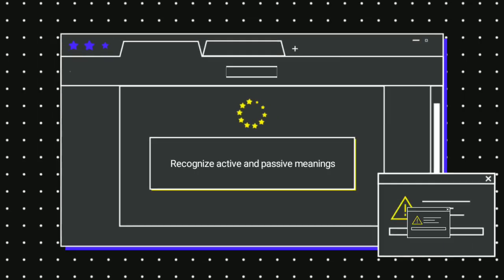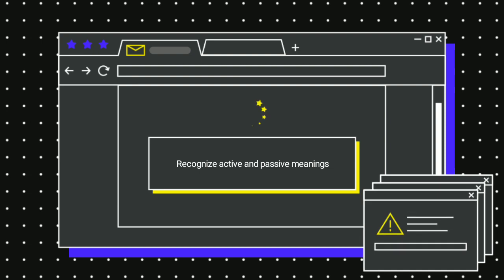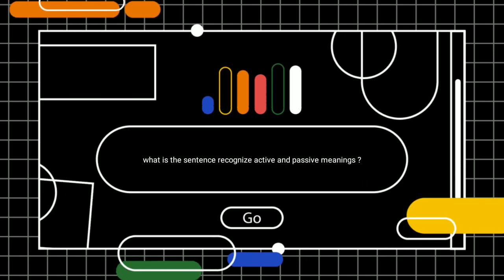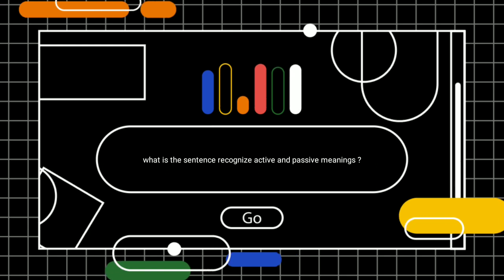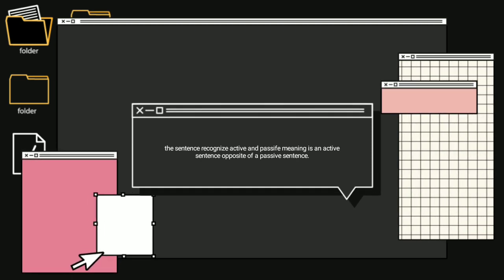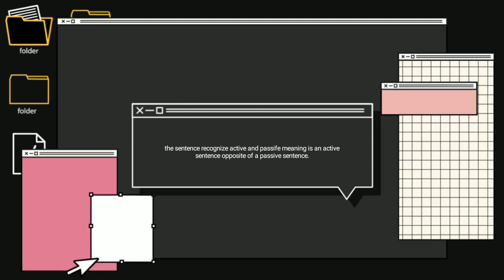Today's theme is recognizing active and passive meaning. What is a sentence that recognizes active and passive meaning? An active sentence is the opposite of a passive sentence. Now I will add an explanation about recognizing active and passive meaning.